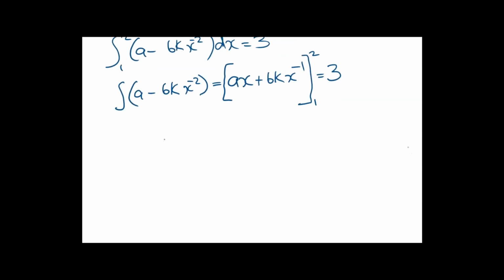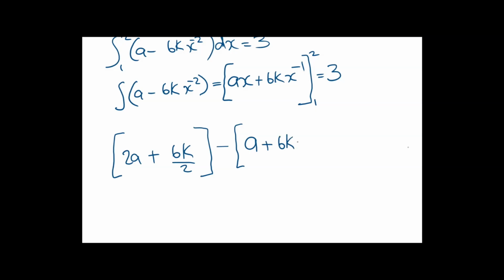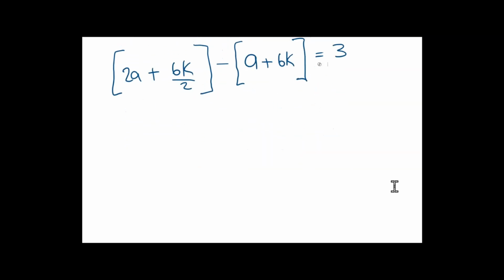I've sort of had a look at it, sort of know how I'm going to solve it. Let's put in 2 in here. So the first one is going to have 2a, just k over 2x, and negative 1 is over x, minus, if x is 1, minus a plus 6k, just 6k, equals 3. All right, that's it.